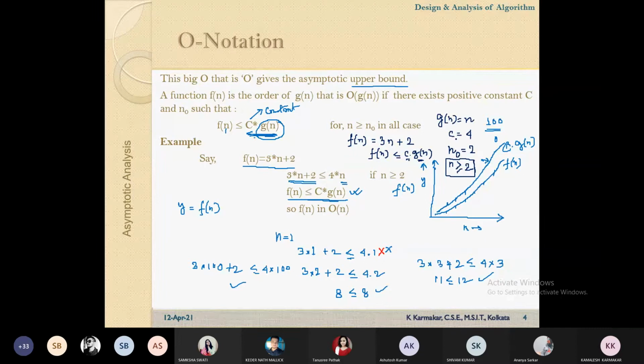You should represent it like this. So for n0 equals to 2, this inequality is being satisfied when c equals to 4 and g(n) equals to n. Okay. So this you have to mention here. So in this way, we can represent big O notation. So this is basically big O notation of any function. So this is asymptotic upper bound as we have discussed, and in this way it will be satisfied.